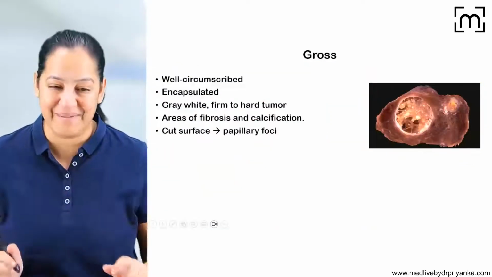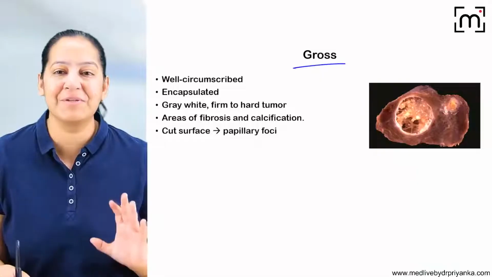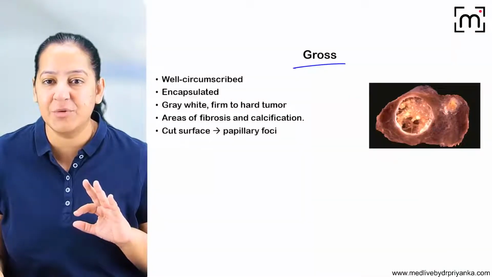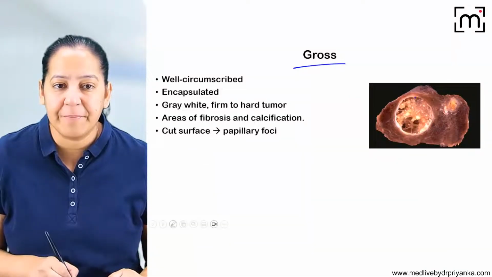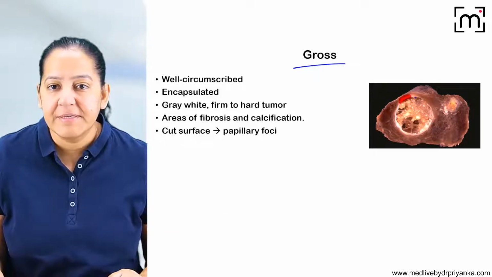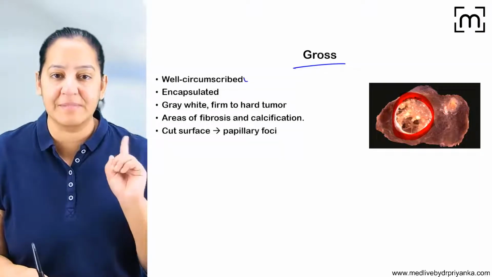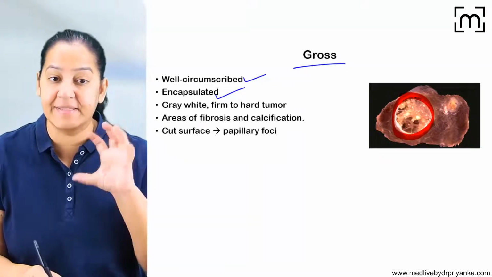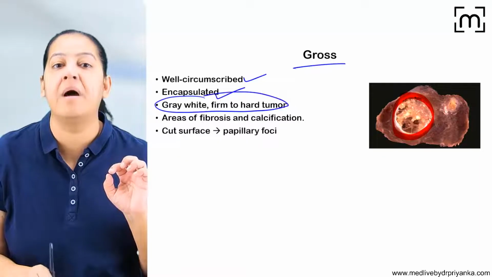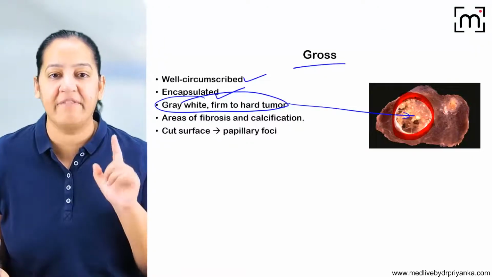Now coming to the gross and microscopy. Have a look at the gross. How does the tumor look? Can you see the tumor? Can you see the boundaries of the tumor? Make out the boundaries. So this is the boundary. It is a well encapsulated tumor. It is well circumscribed, encapsulated, inside which a gray white firm hard mass is present.